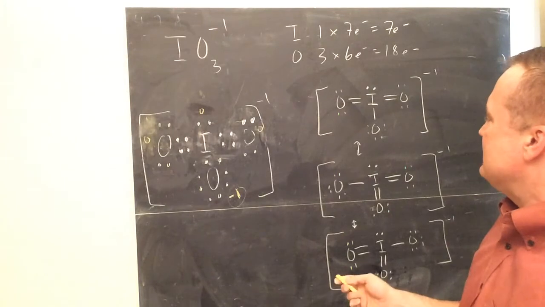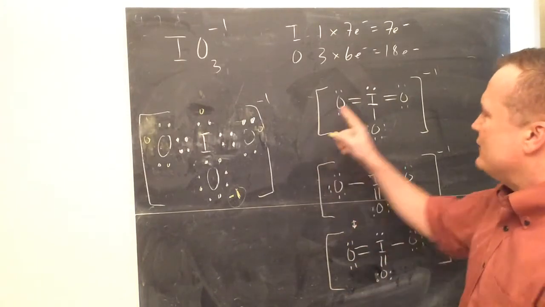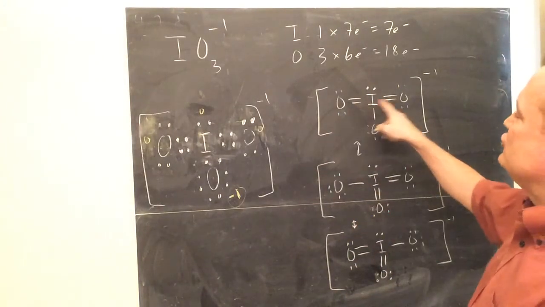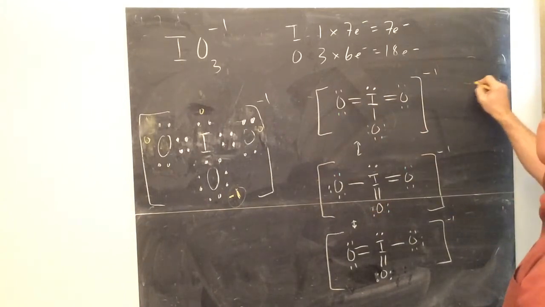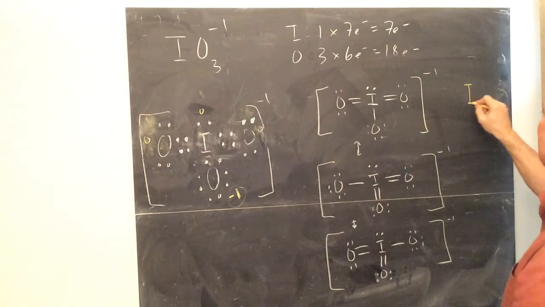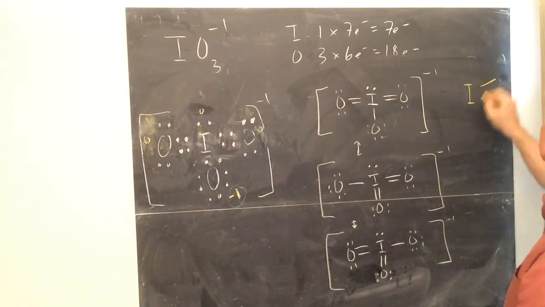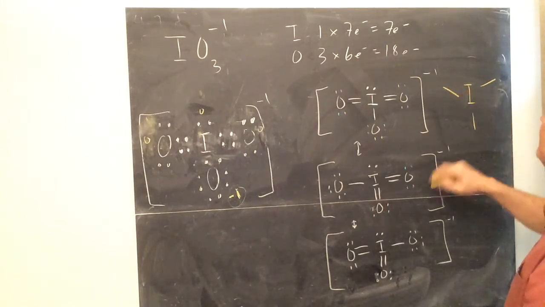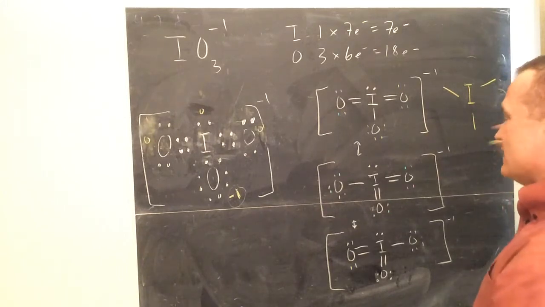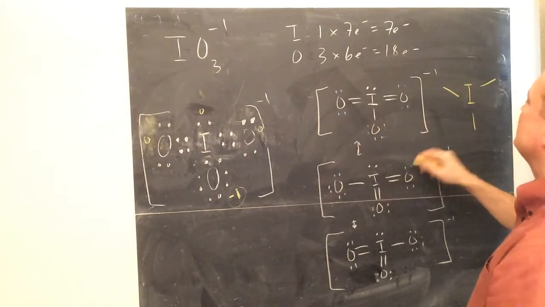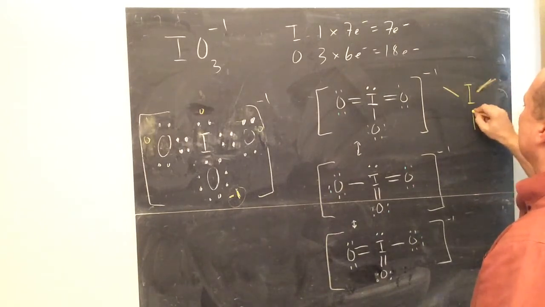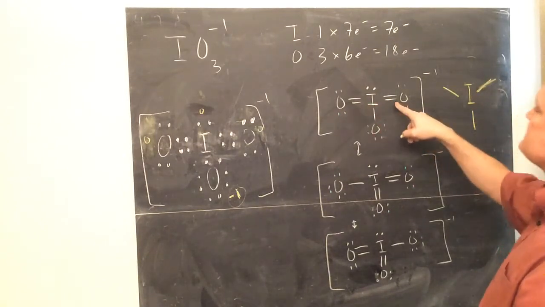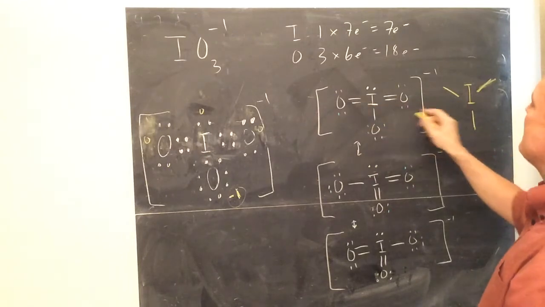In reality, it means this. The iodate ion does not have 2 double bonds and 1 single. Instead, what it has is 3 bonds that are equal in strength, but they would be like 1 1/3 bond, if that makes sense. They have 3 bonds. They all have at least a single, but then they share these other 2.